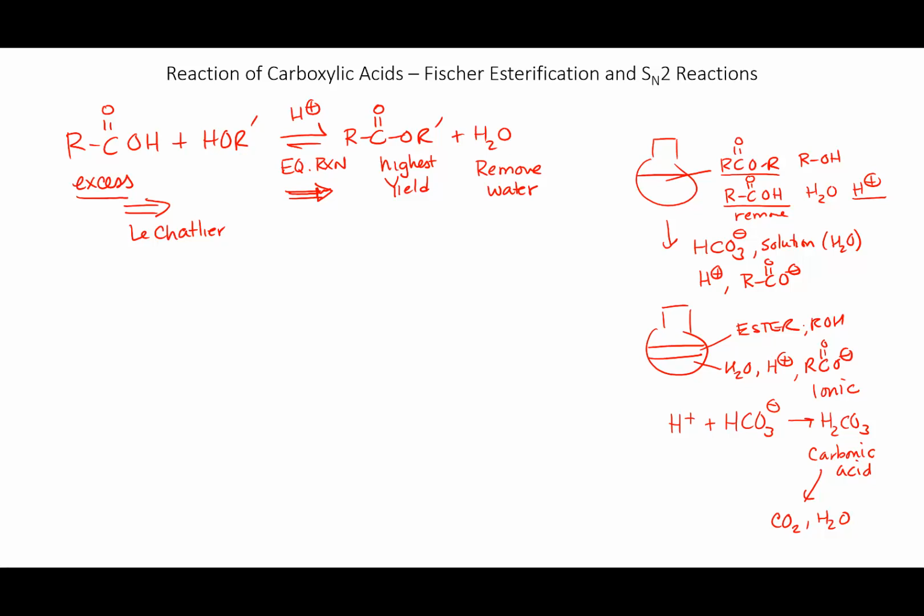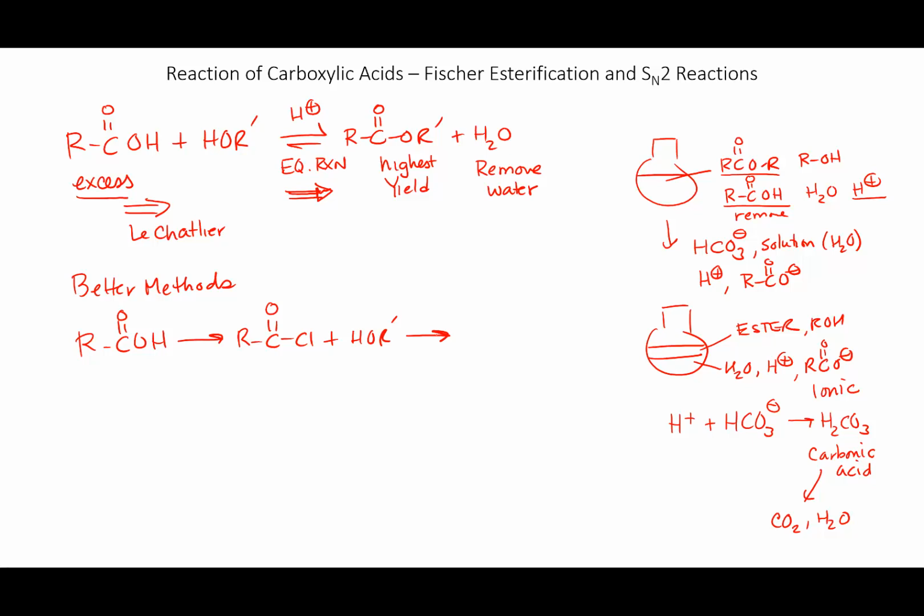Now, the biggest problem with doing Fischer esterification is this equilibrium. You got to reflux it for a couple hours, which is what we did in lab. Are there better ways to do this reaction? Are there better methods? And the answer is yes, there are better methods. And we'll talk about this mechanism here in a moment. But the better method would be: let's take our carboxylic acid and convert it to an acid chloride, and then react it with our alcohol.